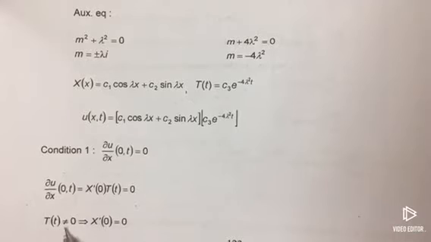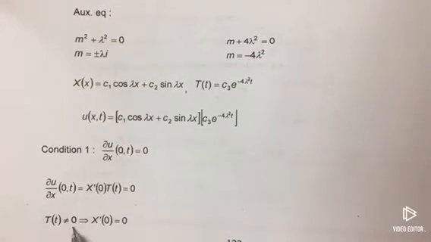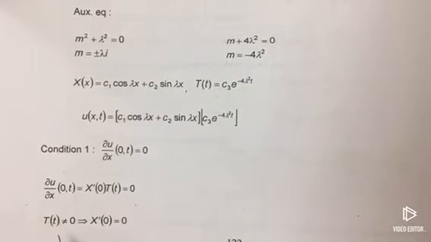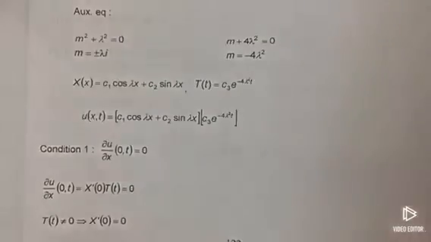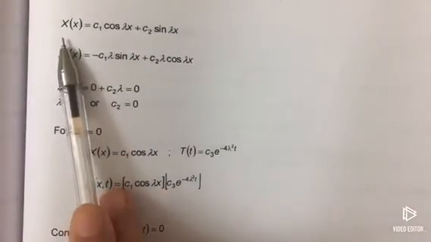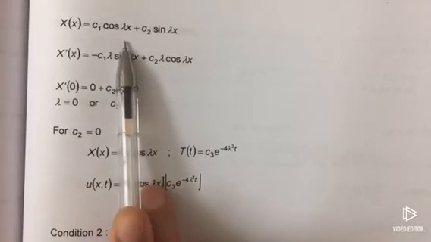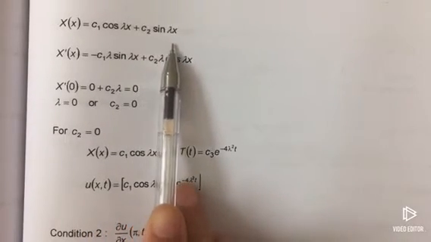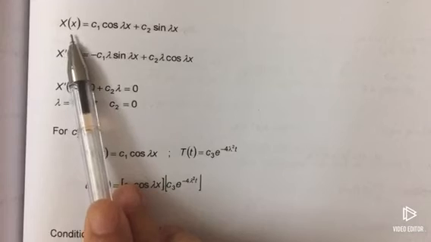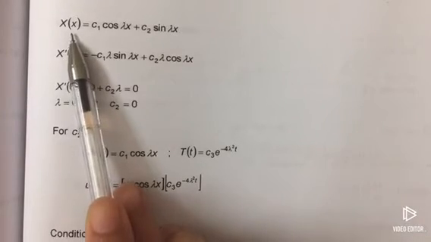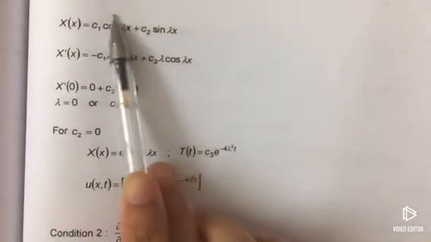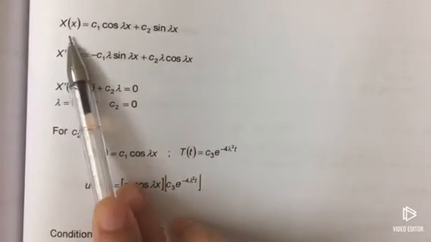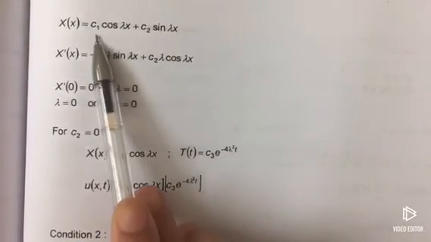Okay, and then we know that T(t) is not equal to 0, otherwise we cannot get the solution in terms of t. So X prime will be equal to 0. Then we know that X(x) equals C1 cos(lambda x) plus C2 sin(lambda x). Now because we have X prime, we need to differentiate this one.